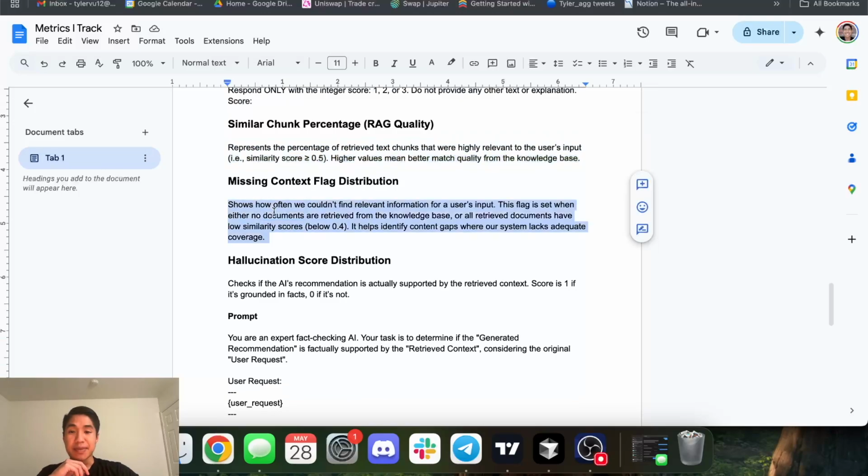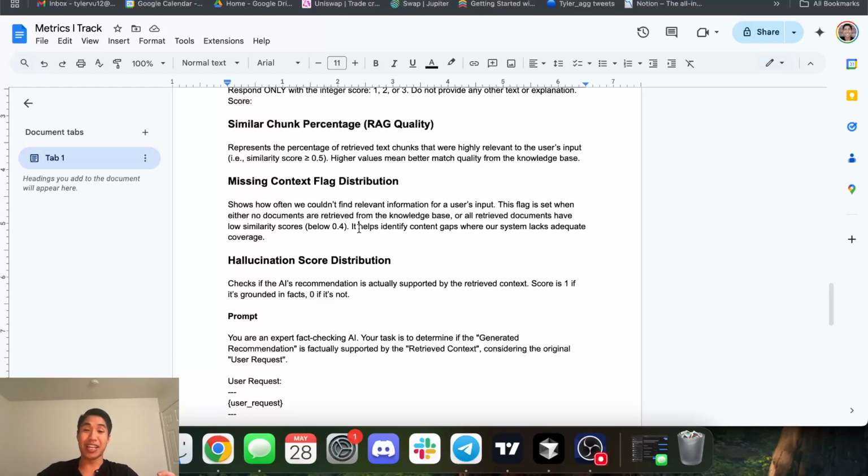Okay. And then the next metric I go over is missing context flag distribution. This shows how often we couldn't find relevant information for a user's input. This flag is set when no documents are retrieved, because sometimes your knowledge base doesn't have anything on a topic. Let's go back to the example: I have nothing in my knowledge base about back pain and the user asks about back pain. That means all of our similarity scores are probably going to be very low, and our vector store is going to return nothing, or a bunch of chunks that are below 0.4. If that's the case, then that context isn't even relevant to the actual user request.